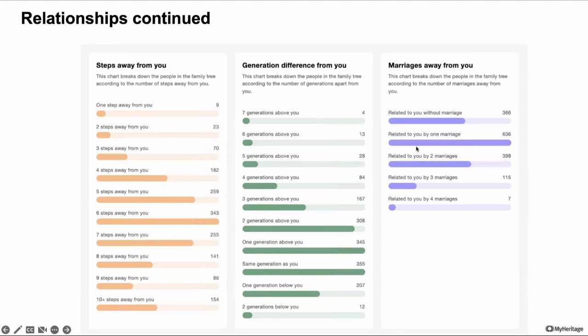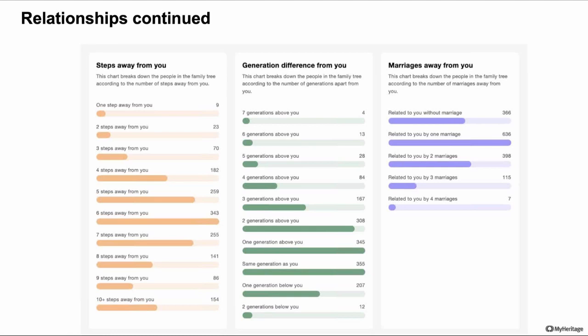Another way to look at the tree is how many marriages, or could be non-marriage relationships as well, away from me people are. So those 366 related to you without marriage, these are again those blood relatives that we looked at before. And then people who are related to me by 1 marriage. So it could be my wife, or my brother's wife, or my cousin's wife, and so on. And then 2 marriages, so there is a spouse of a spouse somewhere along the line, and so on, 3 and 4. So again, click on each one to see who these people are. This is a good way to look at the breakdown of your tree and how people are related to you, how far they are from you in different ways.